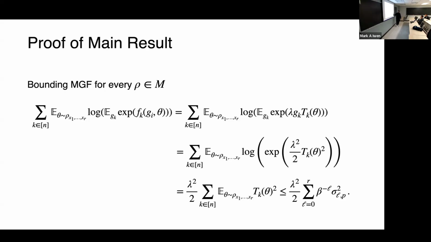And the intuition for why beta is being raised to different powers is that the variances of the Gaussians are going to be multiplying based on the order of the interaction. Okay, so that's just a very simple upper bound on this log MGF.